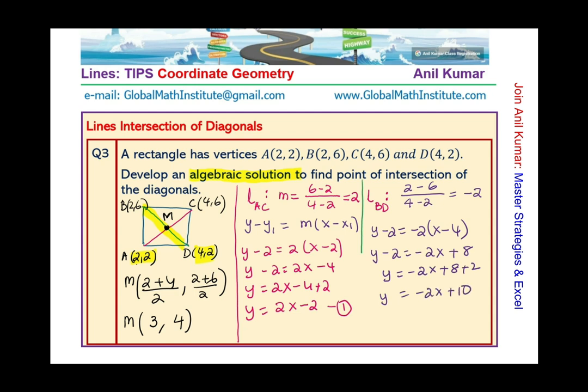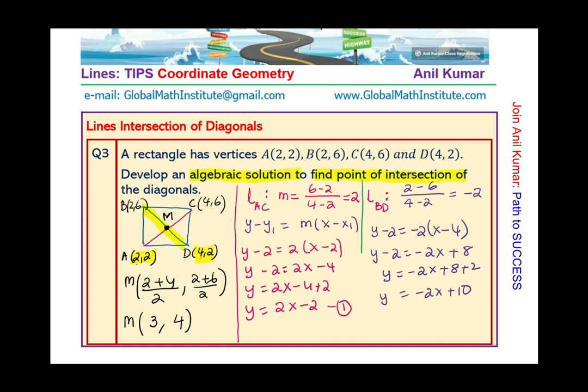Correct. So we get both the equations. Of course, one line is rising, positive 2 slope, other one falling, negative 2 slope, and the y-intercepts for both the lines are minus 2 and plus 10 respectively. Now we need to find the point of intersection. That means we need to solve this simultaneously, right?